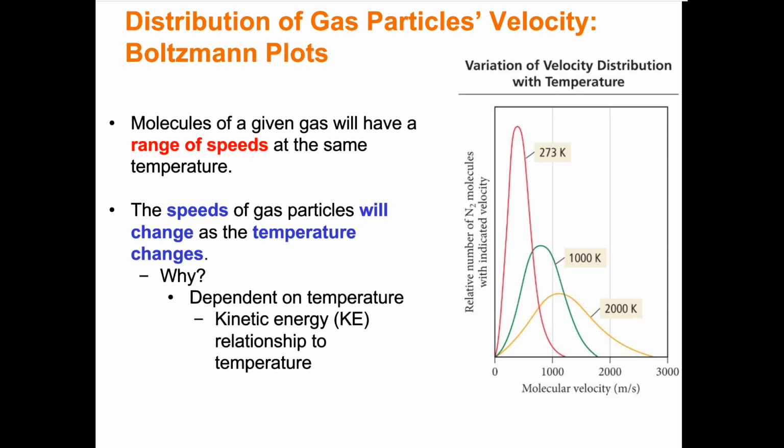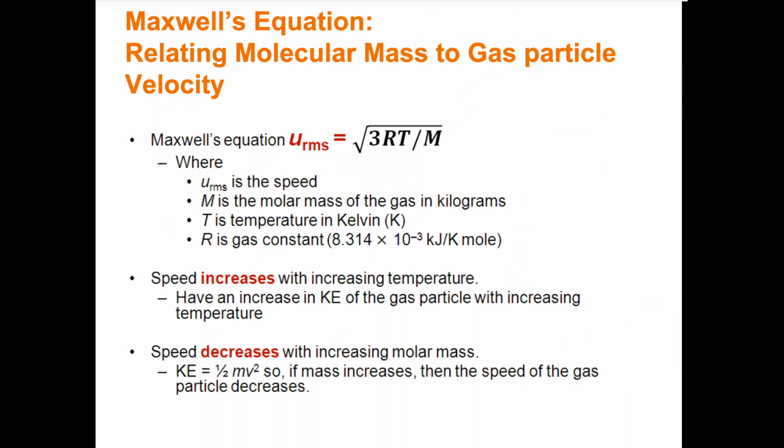Again, for ideal gases, it's assumed that the gas particles are in constant motion, and therefore they all have the same kinetic energy. We'll define kinetic energy as 1/2 the mass times the speed squared. And we know that as temperature increases, the kinetic energy also increases.